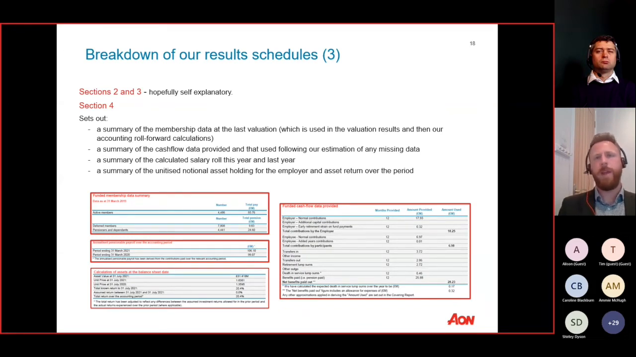Generally, where we do have to estimate data, our approach is to simply rate up the cash flows. So if we were using 10 months of actual data, we would multiply the figures given by 12/10 to estimate the contribution figures for the year.